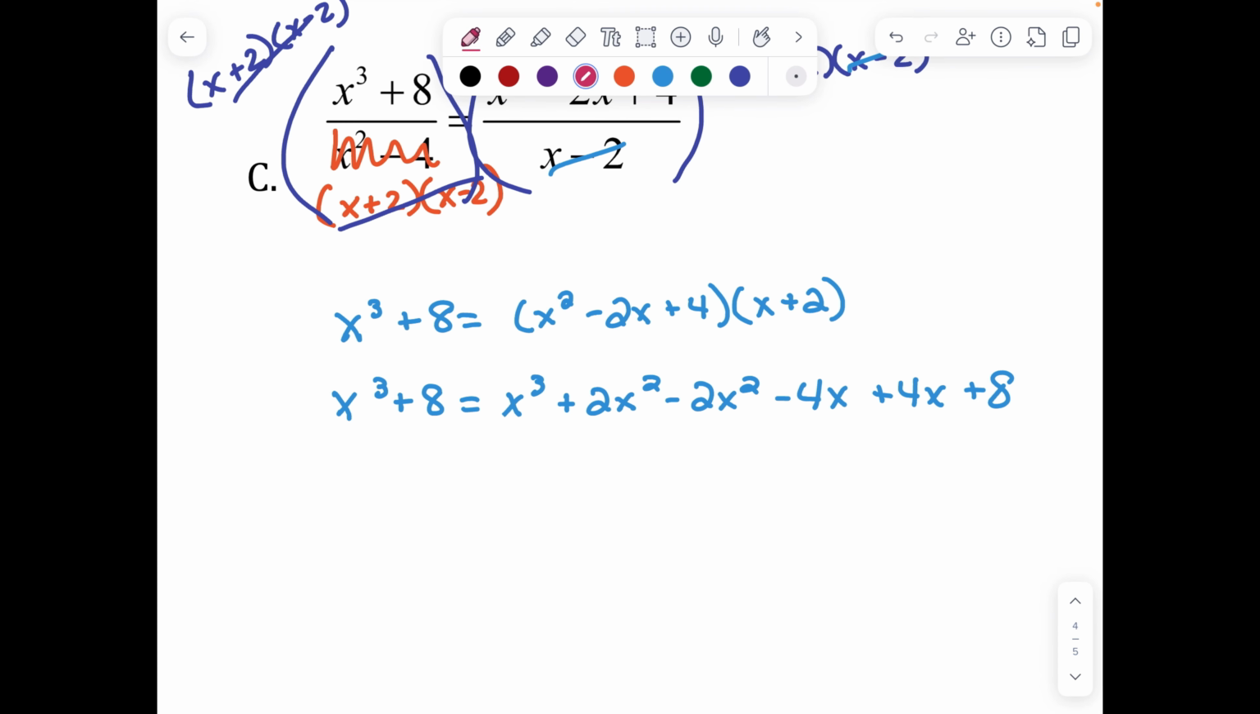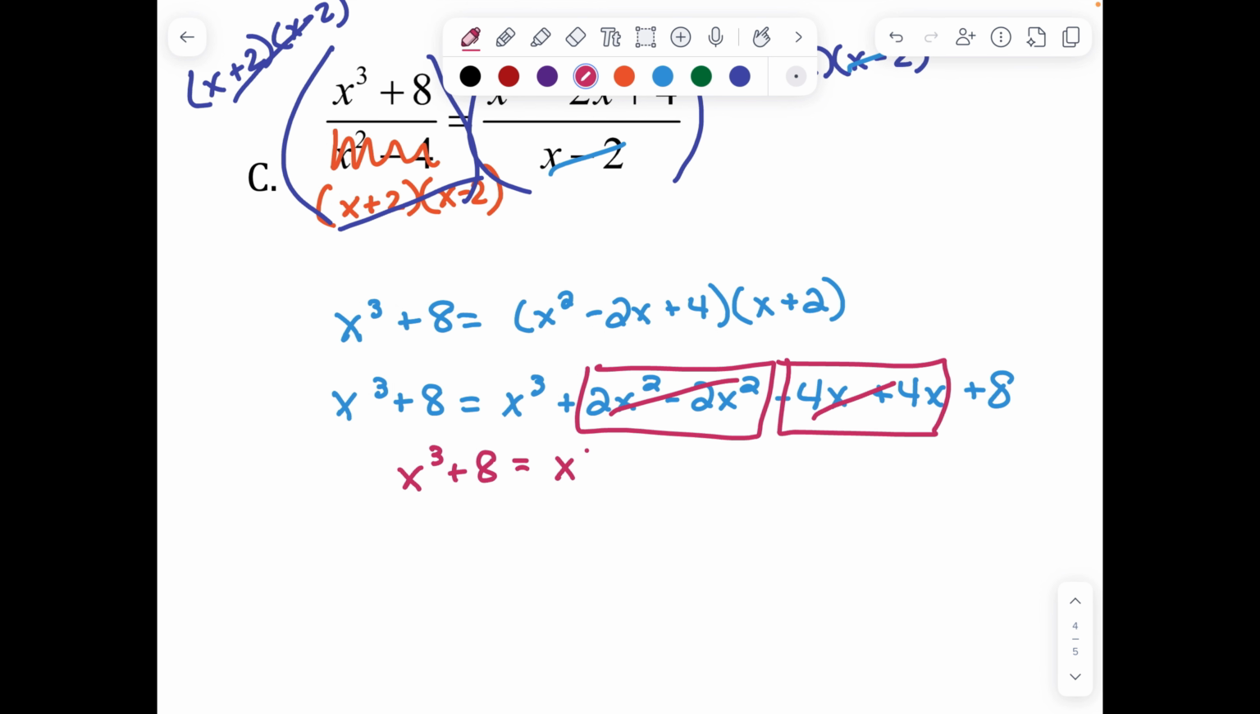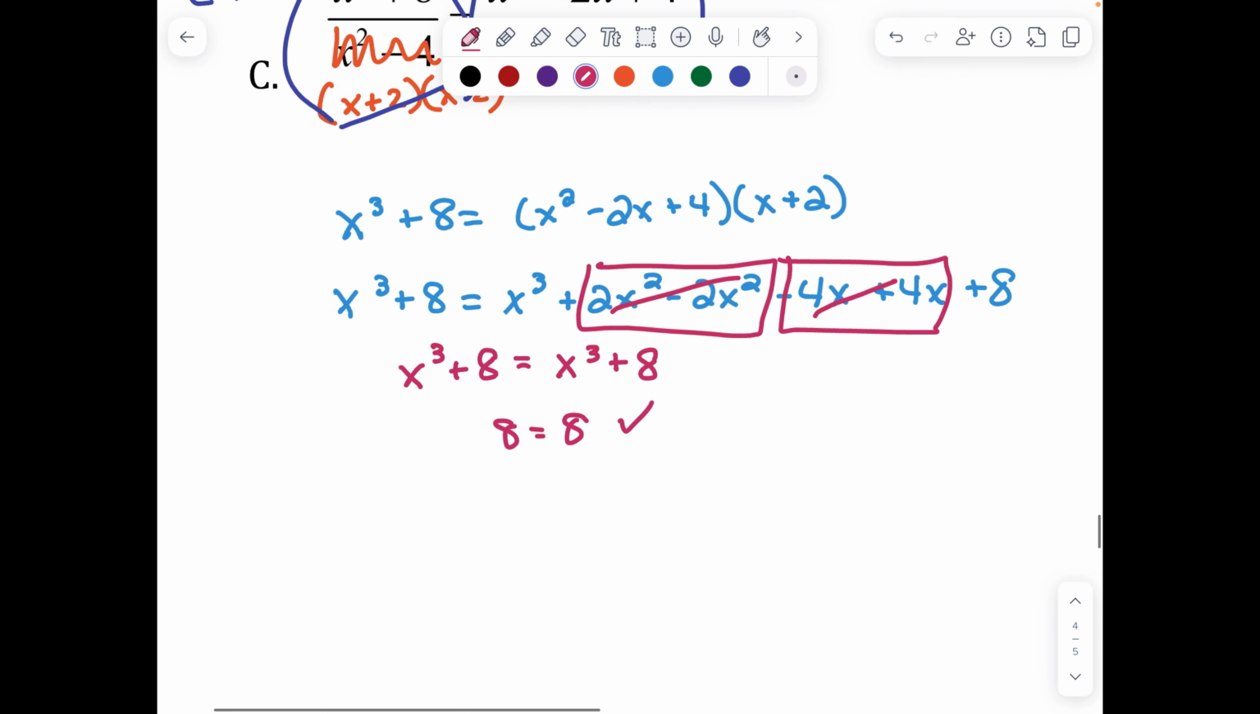So I see these are going to cancel. These are going to cancel. I am left with x to the third plus 8 equals x to the third plus 8. If I subtract x to the third from both sides, I get 8 equals 8, which is a true statement. So our solution here, since it's true, is going to be all real numbers.